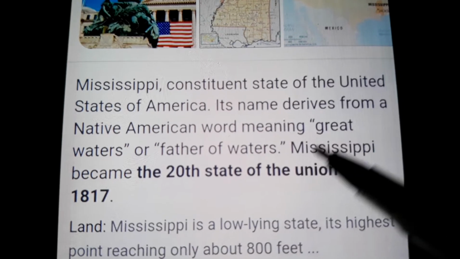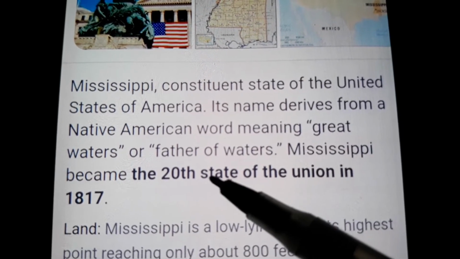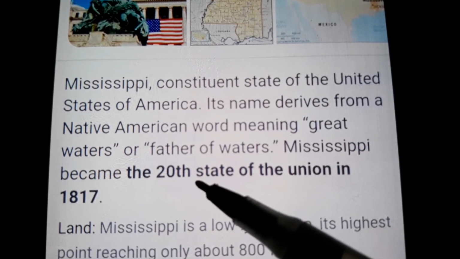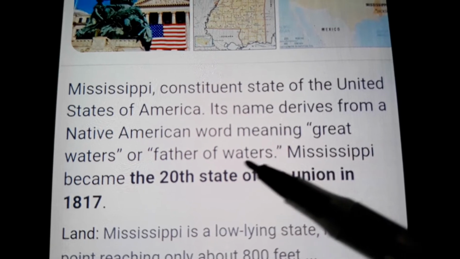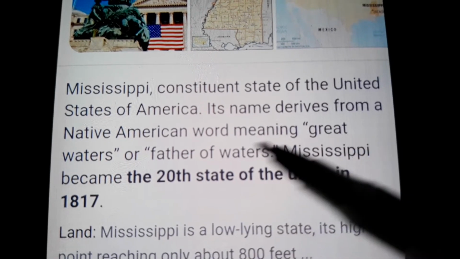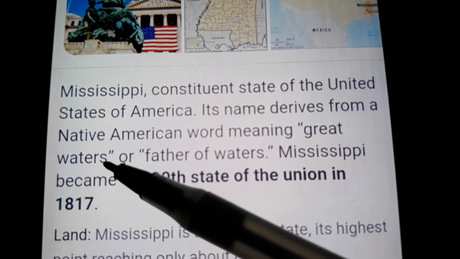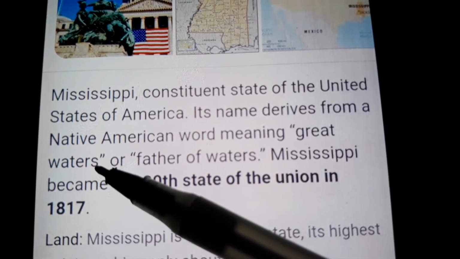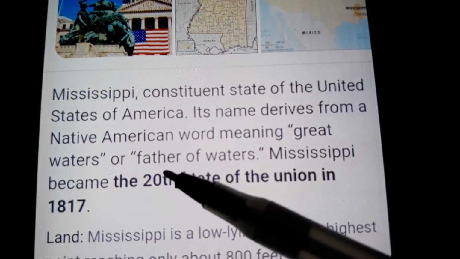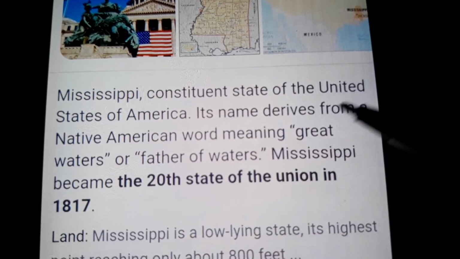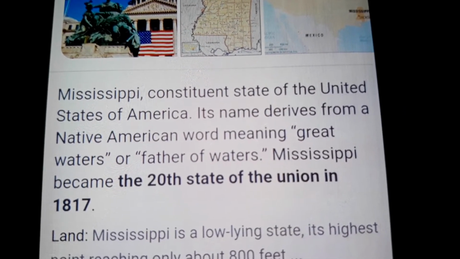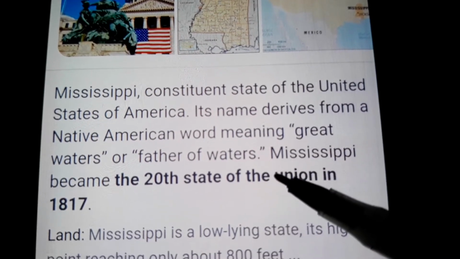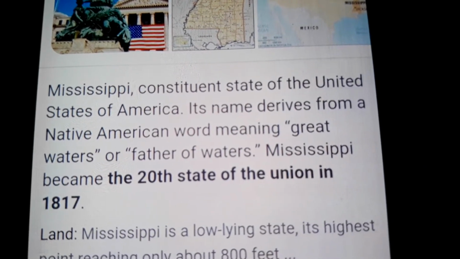And you know Elvis, he was born in Mississippi, which is the 20th state. And look what it says its meaning is. It's from great waters, the meaning of Mississippi. And Elvis equals water in gematria. And look at this, father of waters. That's unbelievable. Anyway, so Elvis was born in the 20th state.